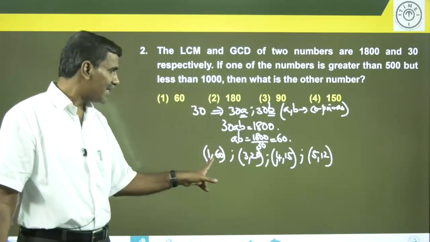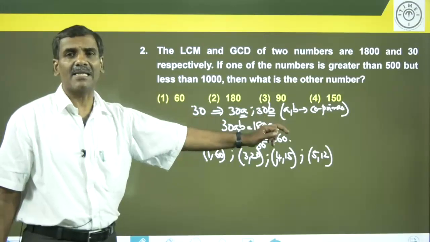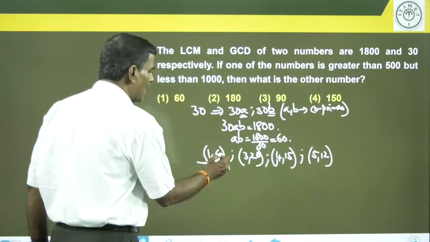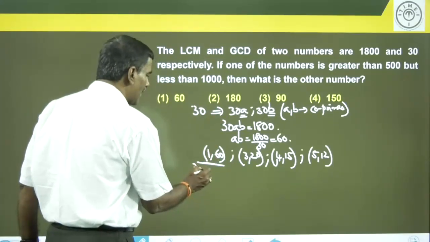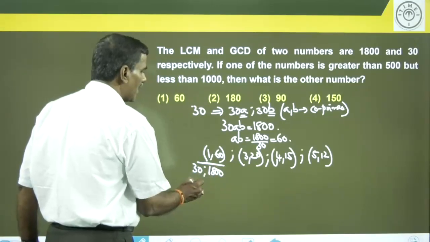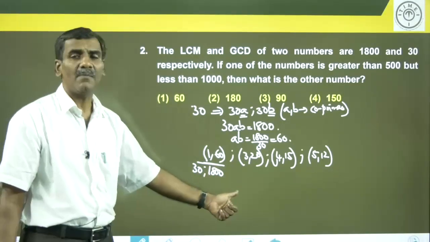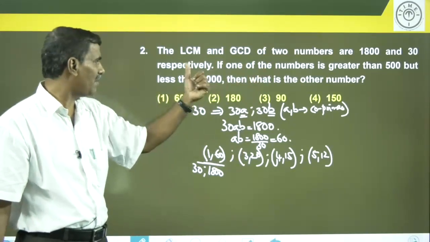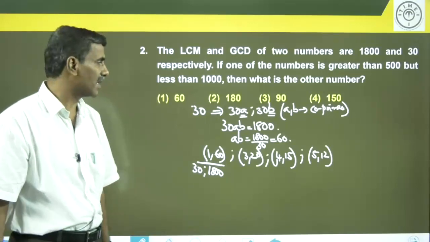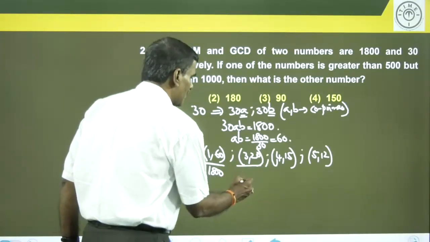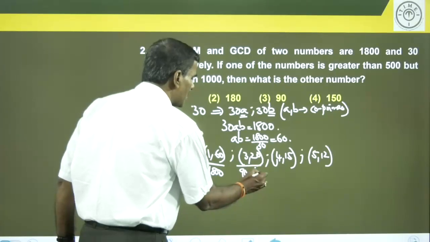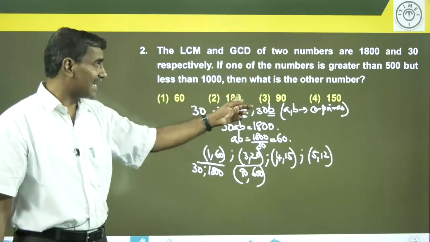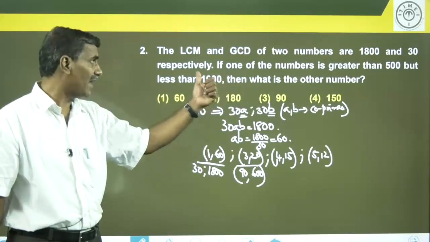Now, substituting these values in 30A and 30B, we get the original numbers. In this case, 1 and 60 means 30 into 1 is 30, and 30 into 60 is 1800. So the numbers are 30 and 1800. But the question says one of the numbers is greater than 500 but less than 1000. This is not the case we are interested in. Here, 3 and 20: 30 into 3 is 90, and 30 into 20 is 600. So definitely one of the numbers satisfies the condition of being greater than 500 and less than 1000.